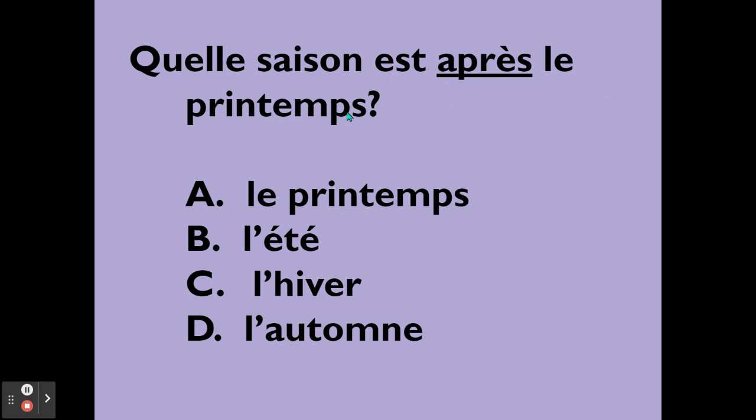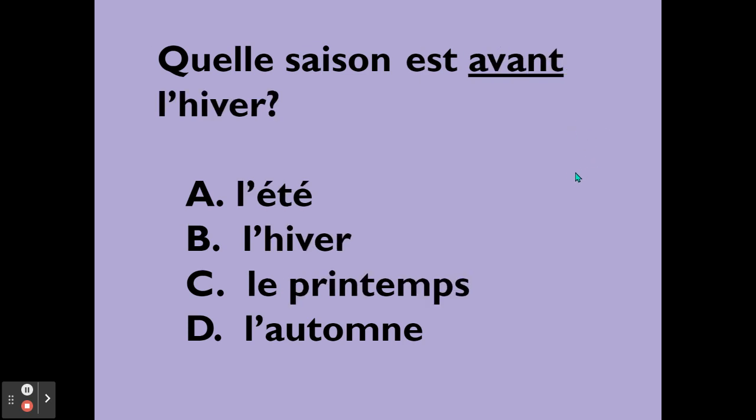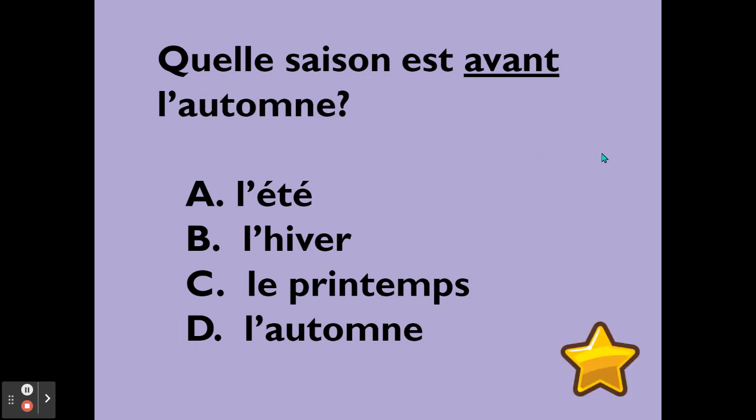So here's a sample question of a season. Quelle saison est après le printemps? So après means after. So after spring would be l'été, summer. Quelle saison est avant l'hiver? So what comes before winter? L'été, l'hiver, le printemps, l'automne. And they're all mixed up, so don't think about that order. L'automne is before l'hiver. Okay. Quelle saison est avant l'automne? And again, they're mixed up. L'été, l'hiver, le printemps, l'automne.